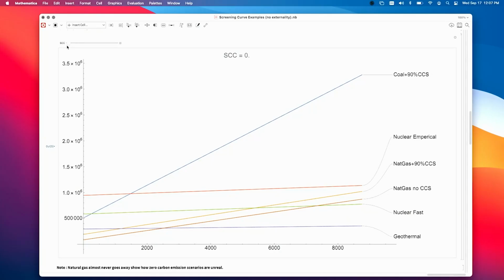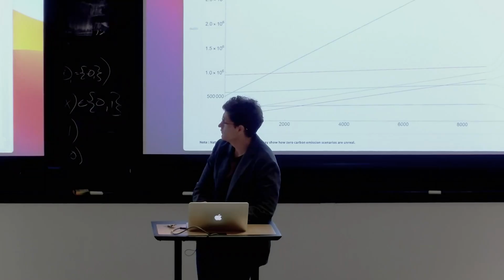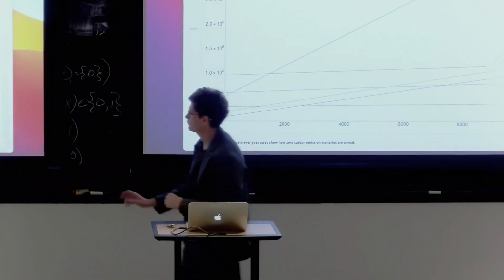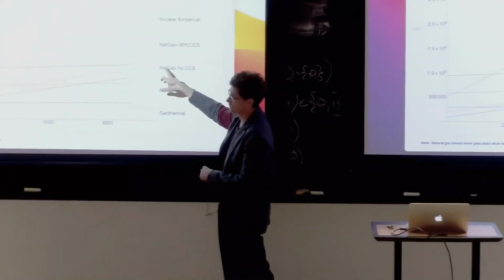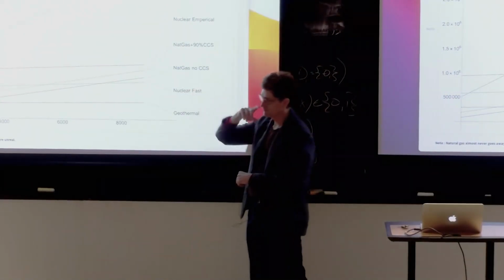So on this model, actually, if you can build nuclear fast, nuclear would be dispatched. Yeah. If you can build it at this price. If you can build it at this price, it would not be. It would still be better to do natural gas. Yeah.